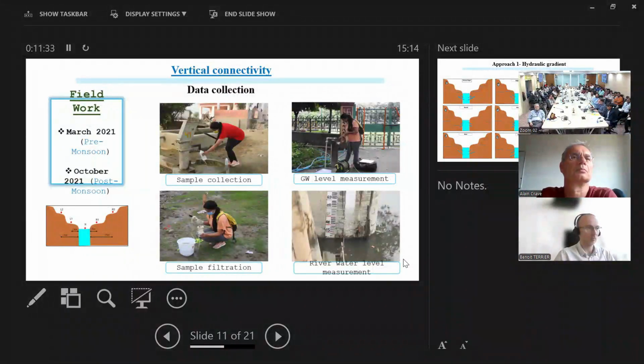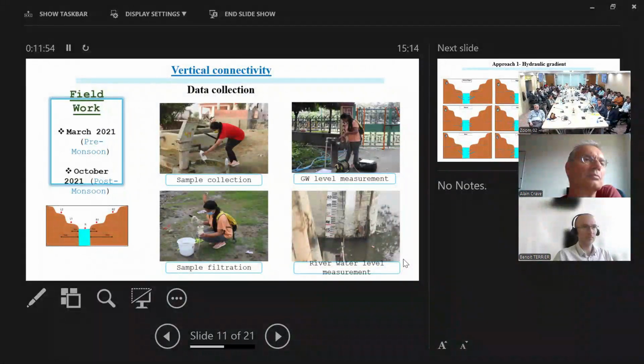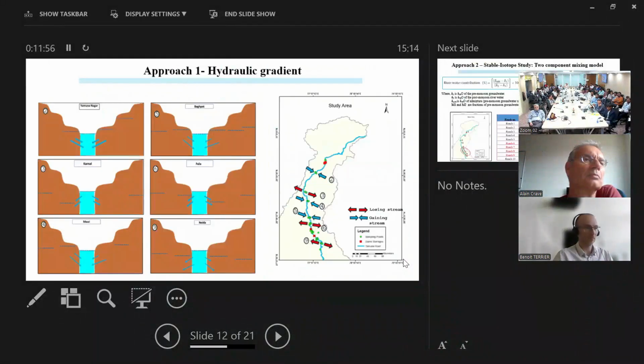Two field trips have been done, pre-monsoon and monsoon. Each time we collected one data set from the river and four data sets from the groundwater, on the left bank at 1 kilometer and around 2 kilometers, and 1 to 2 kilometers, so that we can find out the elevation difference between river water and groundwater. This is about the data collection.